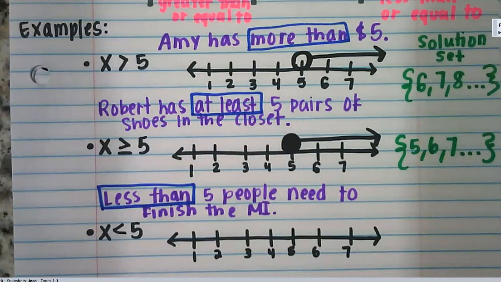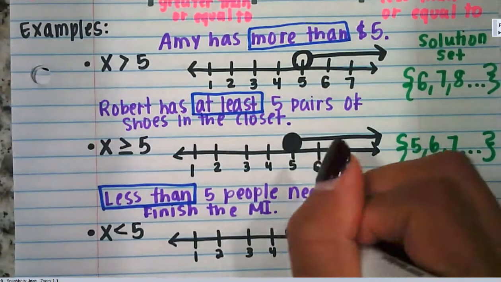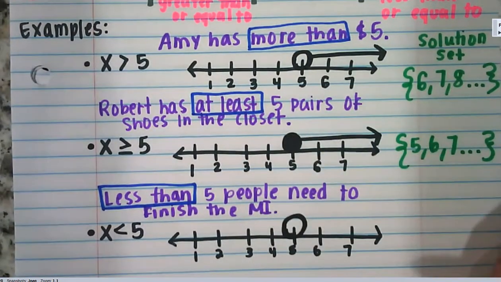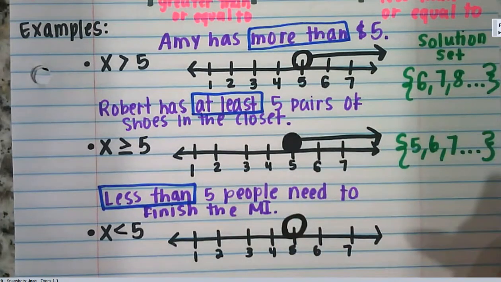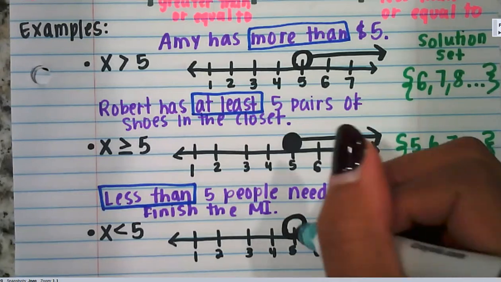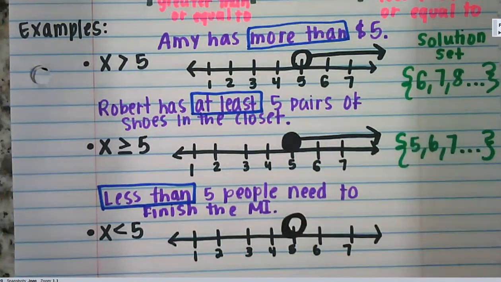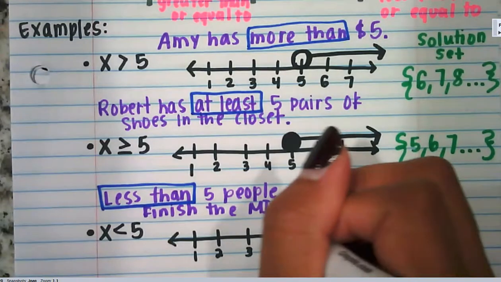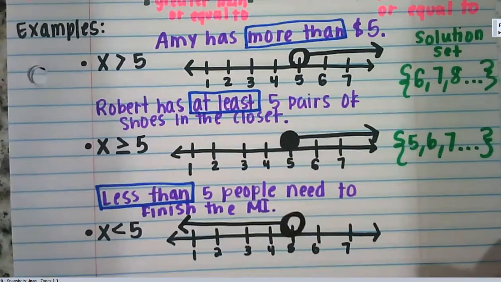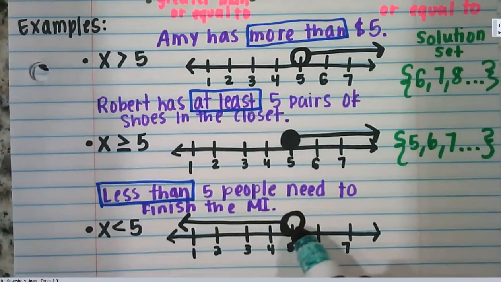Well, I know I'm going to start my graph at 5. Is this going to be an open dot or closed dot? Well, first off, less than 5 people need to finish. So, can 5 people need to finish? No, less than 5 people need to finish. So 5 is not included in the data set. It is an open dot because we don't need 5 people to finish. We need less than 5 people to finish. And so we'll go in the negative direction.